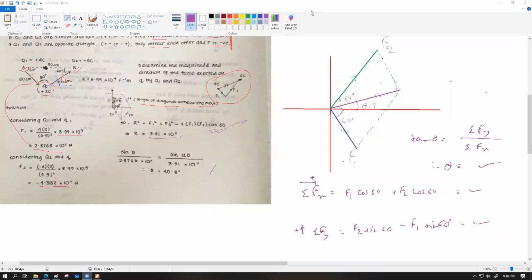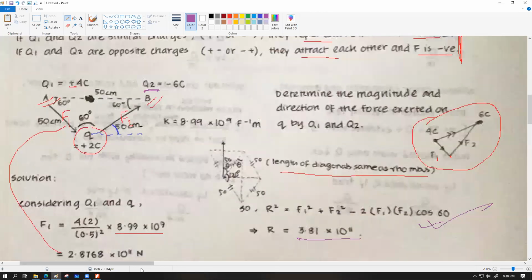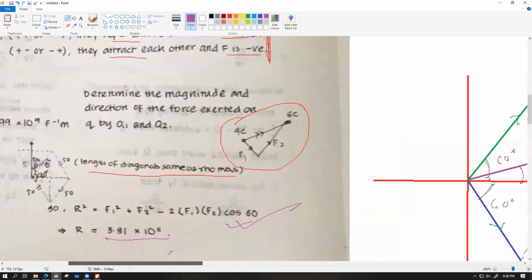I don't think the F2 sign is wrong. Okay, F2 is the force experienced by small q because of the capital Q2. This is working upward, right? So if I give some elements over here for your understanding, let me zoom in a little bit so I can draw easily. If I give you some alignment for understanding, if this is a horizontal line and if this is a vertical line, this is 60 degree, this is also 60 degree. This length is supposed to be the F1 magnitude, this is supposed to be the F2 magnitude.